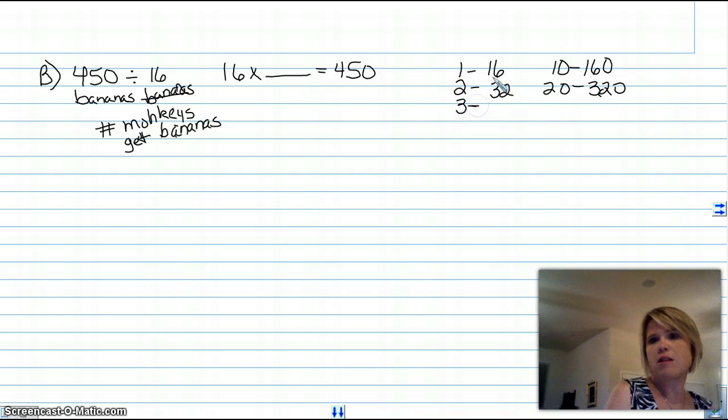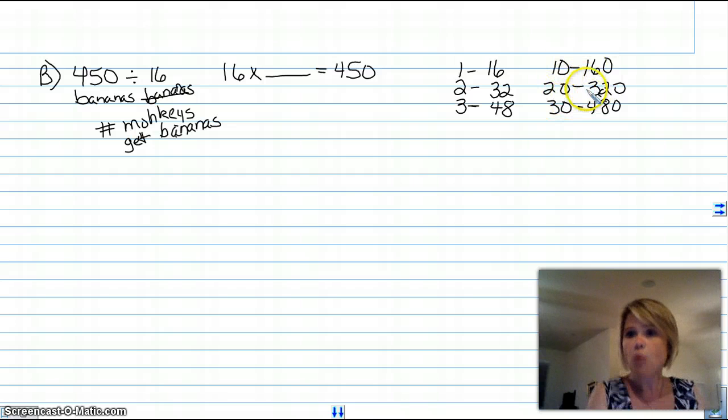Let's go ahead and do 3 groups. Can you add that together? 16 and 32? 48. You said 48 out there. 30 groups would be 480. Now I'm going to stop at 480 when making my big groups. Do you know why? Take a look at what I start with. I only start with 450 bananas. Is there really a reason to continue making my big multiples?